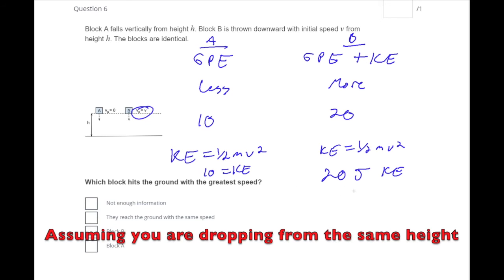The more kinetic energy you have, the faster you will be moving. Block B is our answer. A is thrown downward with an initial speed of v from a height h, so block A has an initial speed of v. Block B is thrown horizontally with speed v from height h. So this one's also thrown, but this time it's thrown horizontally. Which block hits the ground with the greatest speed?